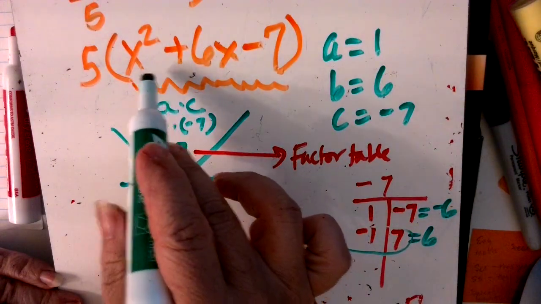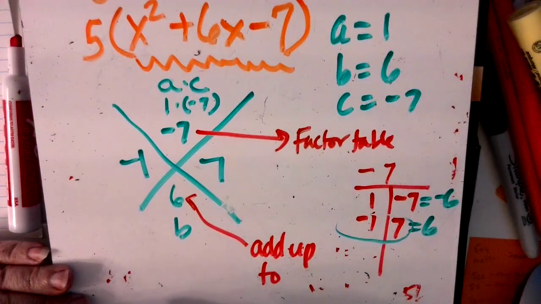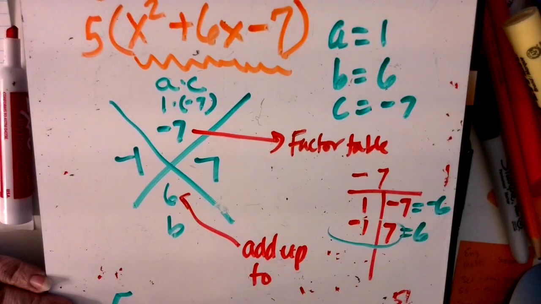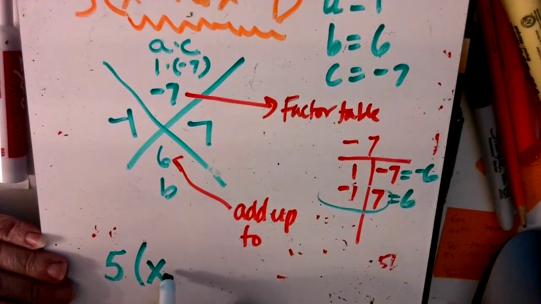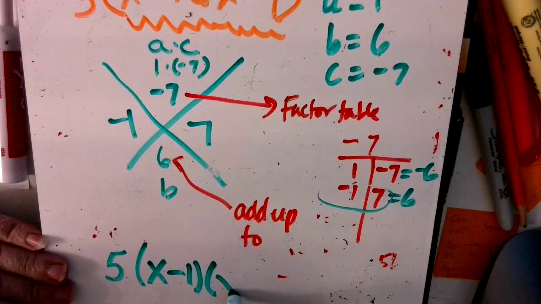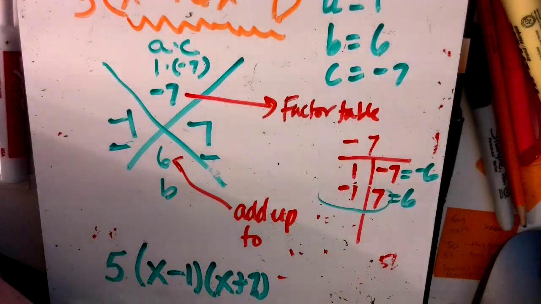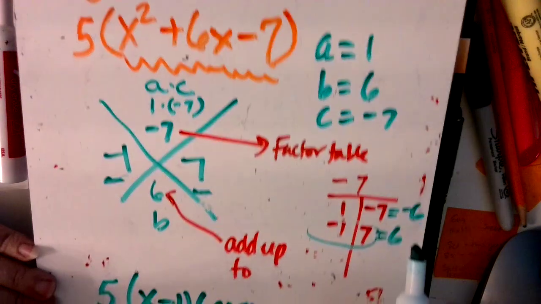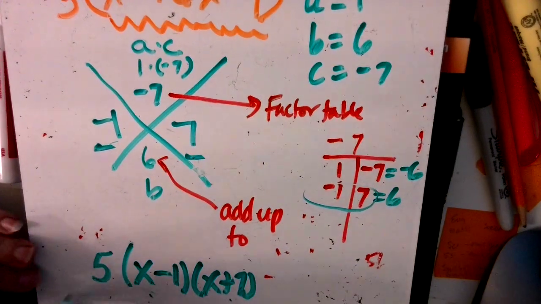Then for this part here, I should have left a little bit of room, so I'm going to write it down here. What we do is put the GCF here, and then write x minus 1, and then x plus 7. That's where those two numbers came from. So I factored what was inside the parentheses into x minus 1 times x plus 7, and then kept the GCF outside. So this will be your final answer.